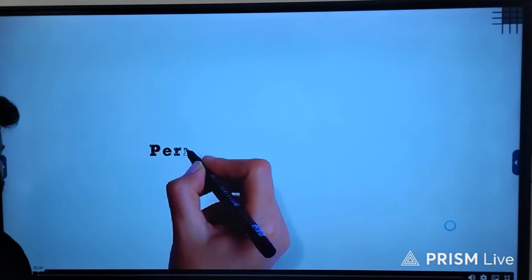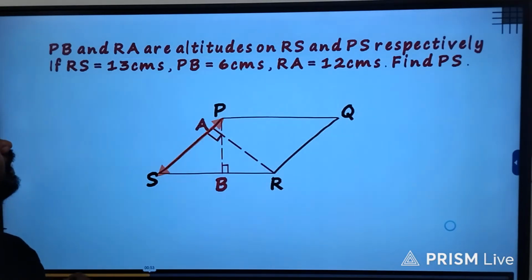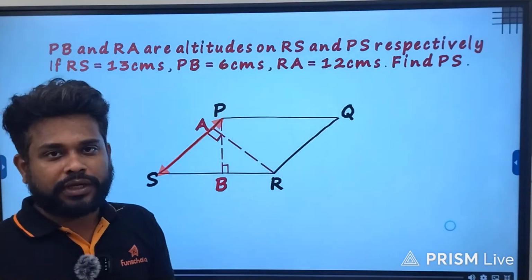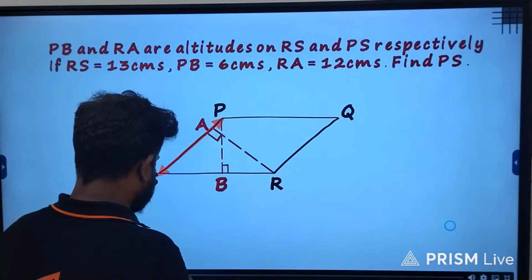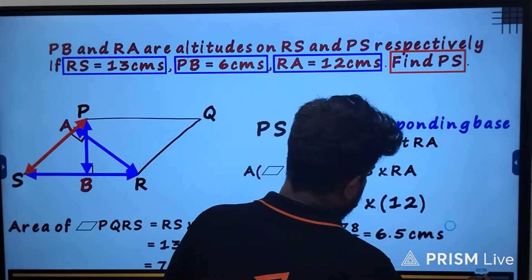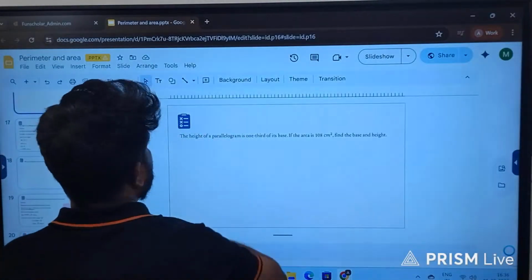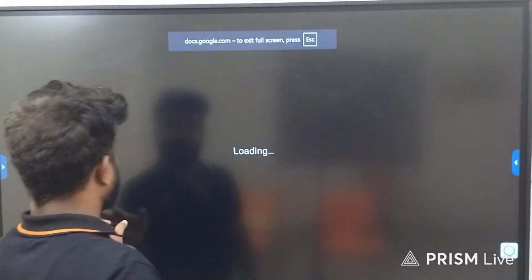Okay, so here was the video showing in general how these area of a parallelogram sums usually come and how we generally solve them. This one was just like the previous example, and we will go further.